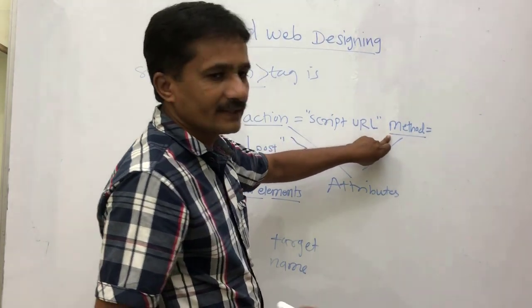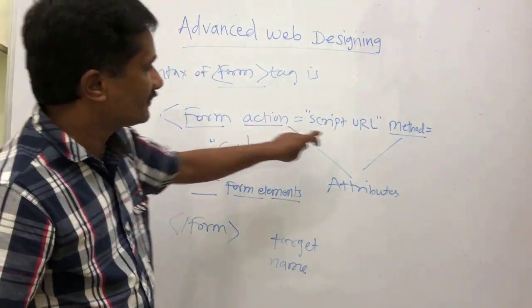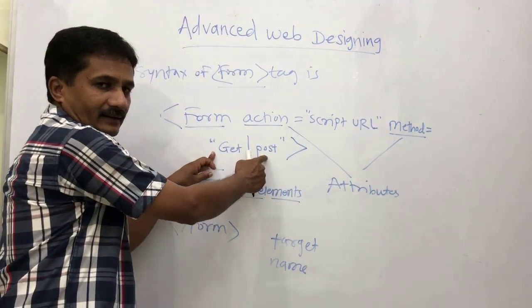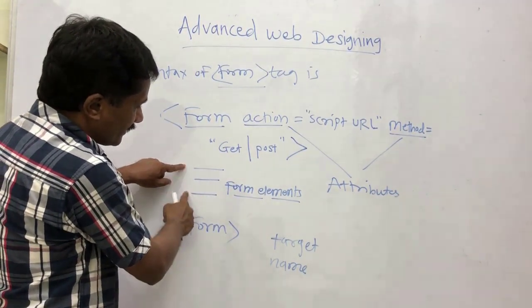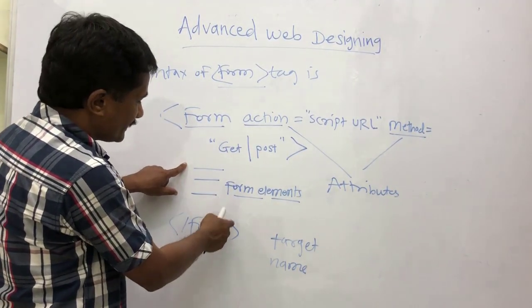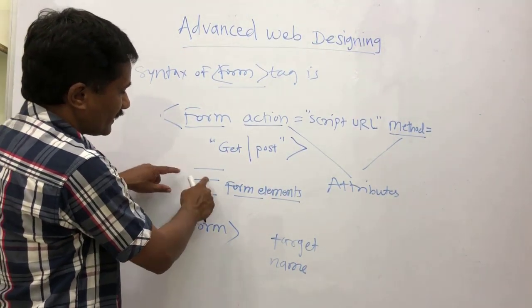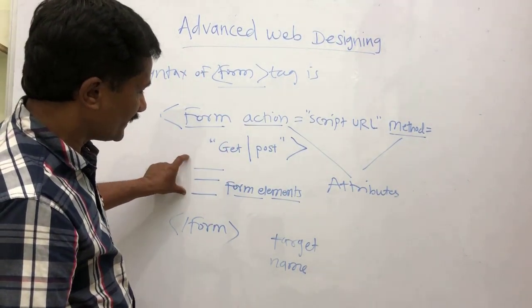Then method is also an attribute of the form tag. The method only has two values, that is get and post. Then you can put form elements between the opening and closing of the form tag. You can put the checkbox, input box, radio buttons in this form element.